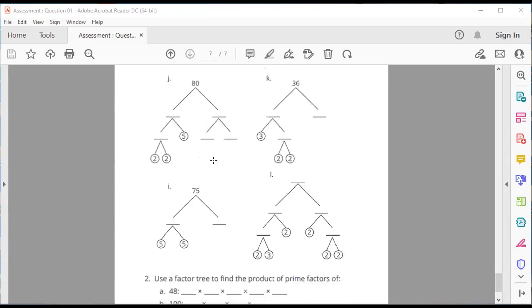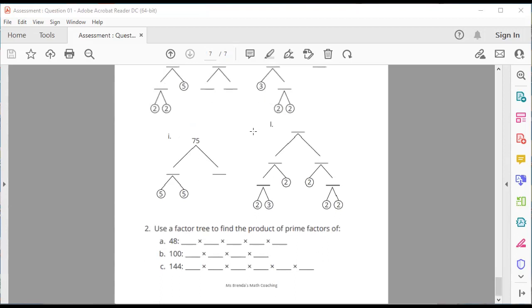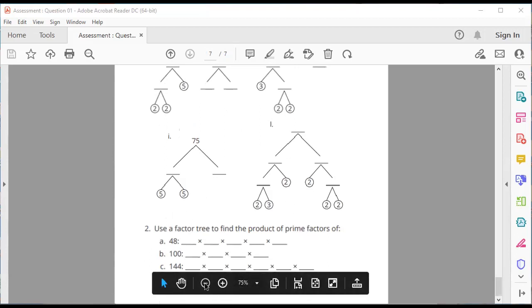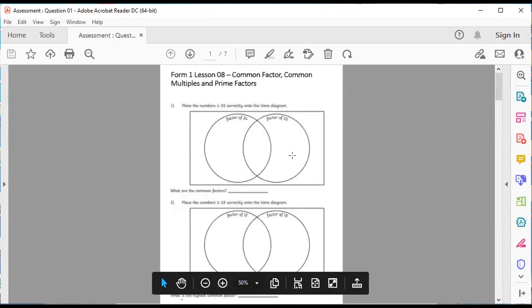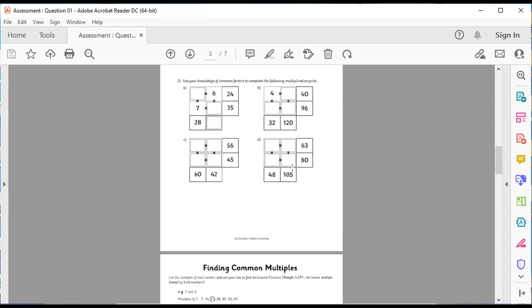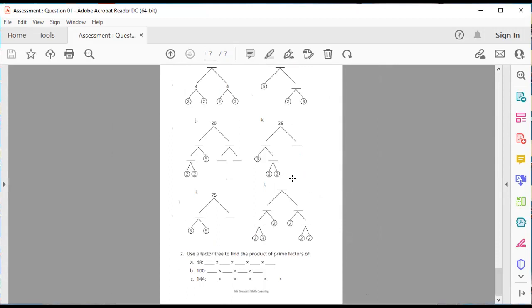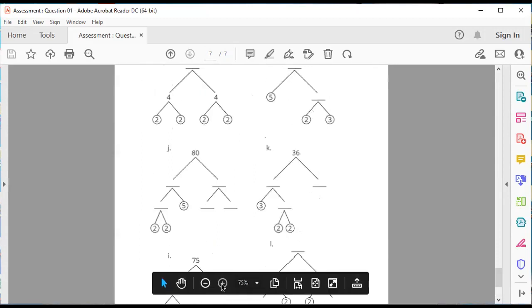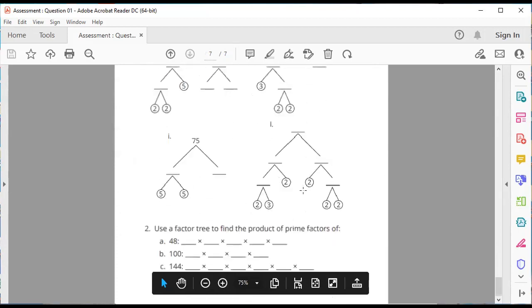Move on and also complete the factor trees on page, what is this? What page is this, guys? I forgot. How many pages now? 1, 2, 3, 4, 5, 6, 7. That's it. 7 pages on your module 1 or module 8. And it's just this. Doable? Can do. Okay, this shouldn't be that difficult.